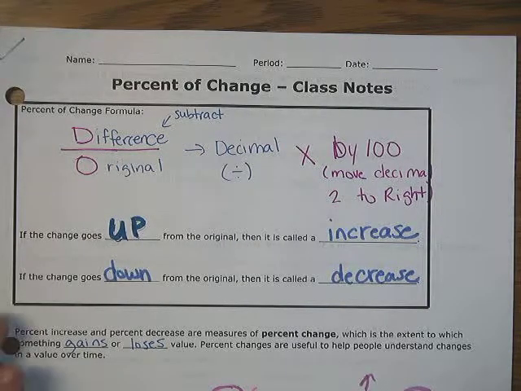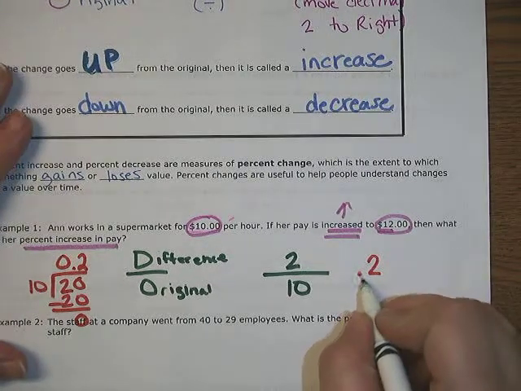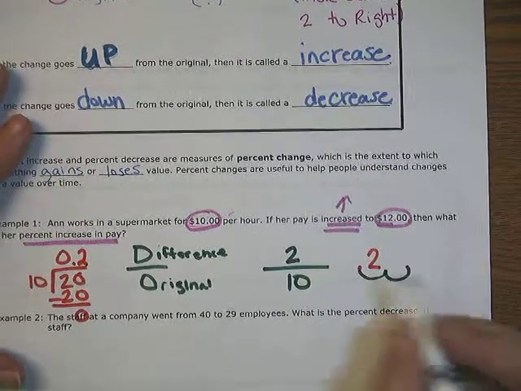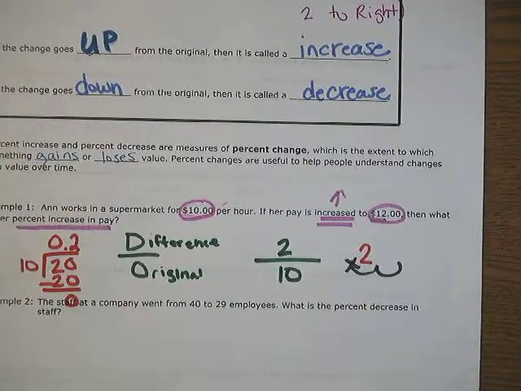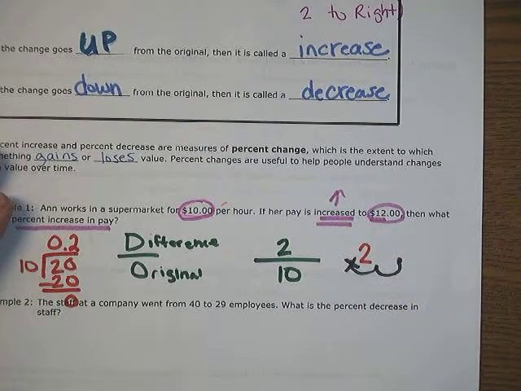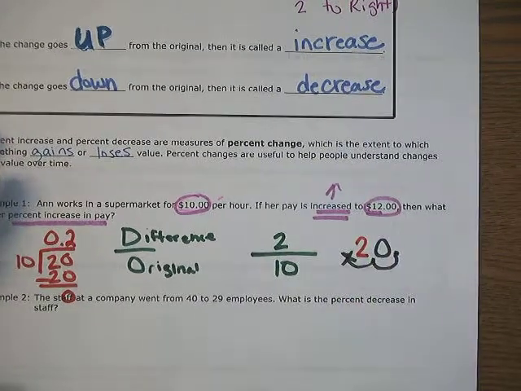Now my formula says after I get it as a decimal, I have to multiply by 100 or move my decimal 2 to the right. Well, to me, it's a lot easier to just move the decimal. So I'm going to take my pencil, put it on my decimal. I'm going to go 1 hop, 2 hops. Now my decimal's not here anymore, so I like to exit out so I don't get confused. And my decimal's over here.